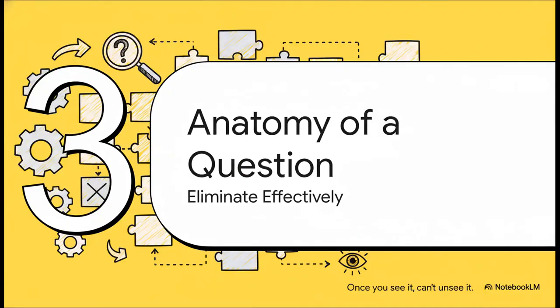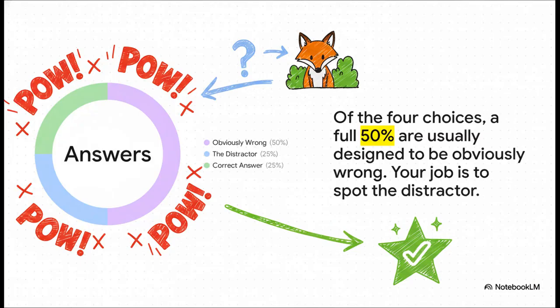Now, if you want to get really, really good at eliminating answers, you have to understand how these questions are actually built. They follow a super predictable formula, and I promise you, once you see it, you will never be able to unsee it. Okay, so here it is.